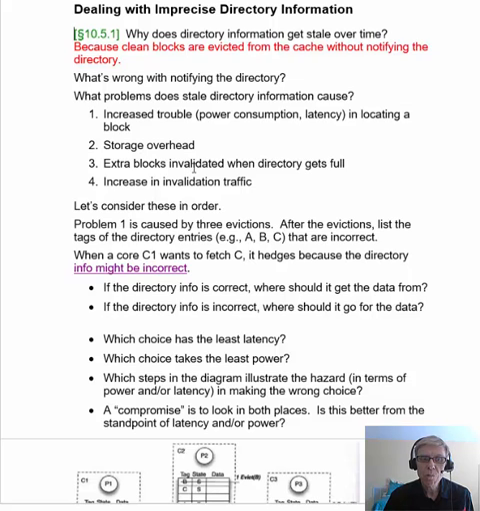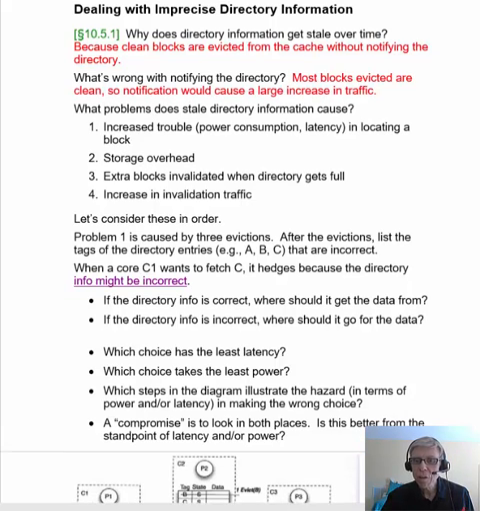Why are clean blocks evicted from the cache without notifying the directory? Well, the reason we don't notify the directory every time we evict a block is that most blocks evicted are clean. And so if we did notify the directory, it would cause a large increase in traffic. So we trade that problem off against a few other problems, and they're enumerated right here.